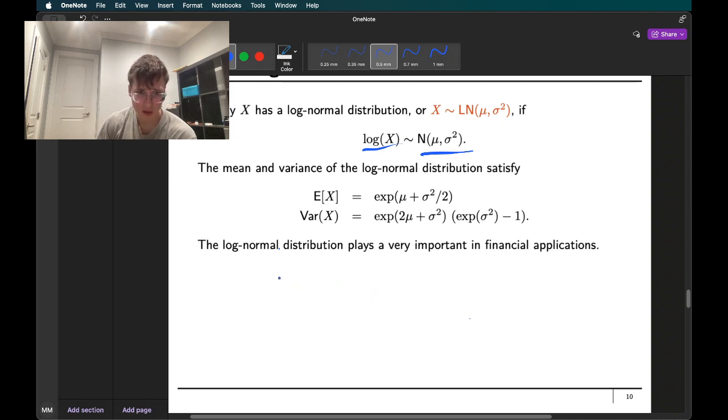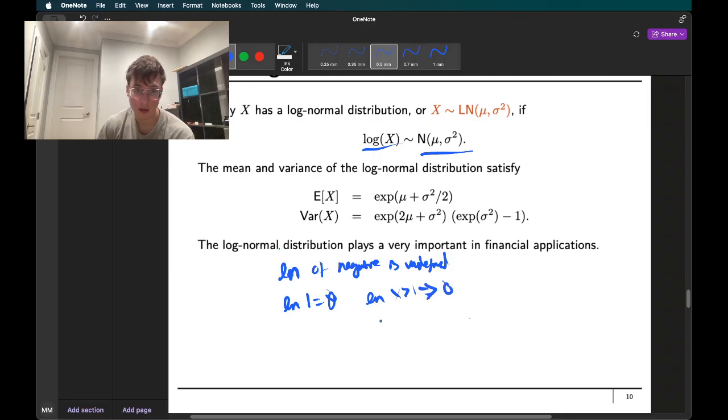As we know, the ln of a negative number is undefined. And then the ln of 1 is equal to 0. And the ln of any number greater than 1 is greater than 0, and the ln for x between 0 and 1 is negative.